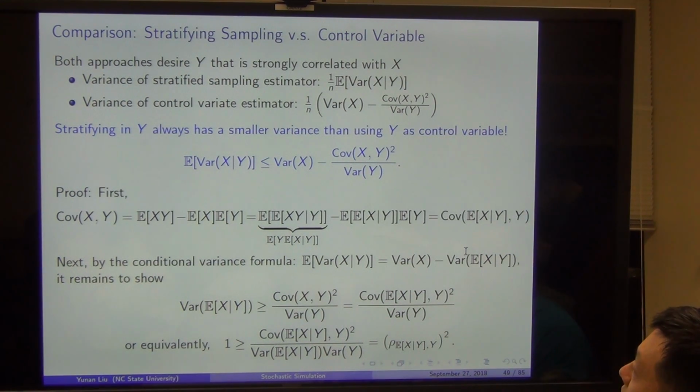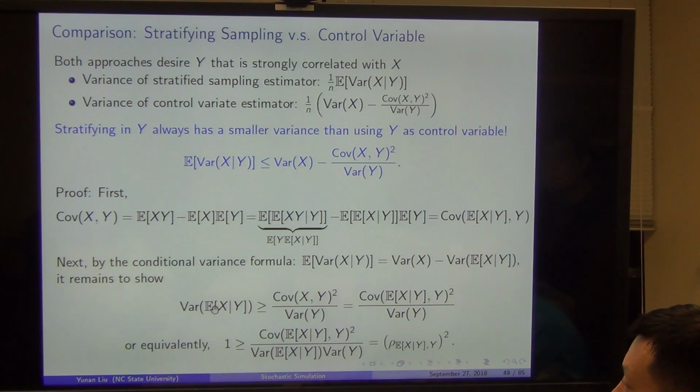Oh, no. This guy matched with this guy. This term matched with this term. I want to show the inequality. All that I need to compare is this term with this term. Right? So all I need to show, in order to show the blue formula, I need to show the variance, this guy, is greater than this guy. Right? Very simple, okay?